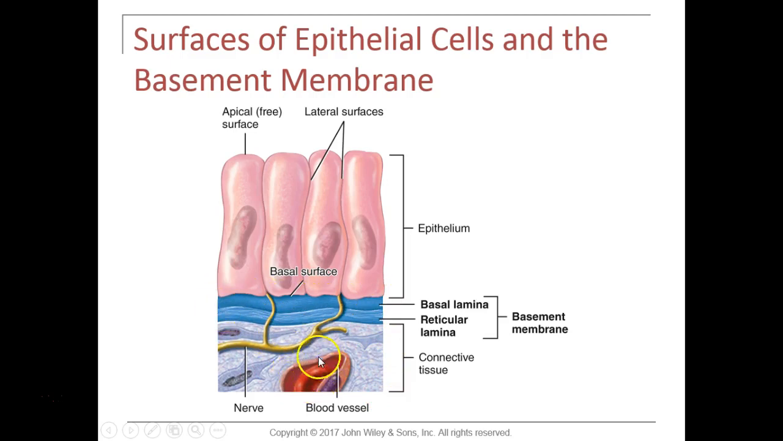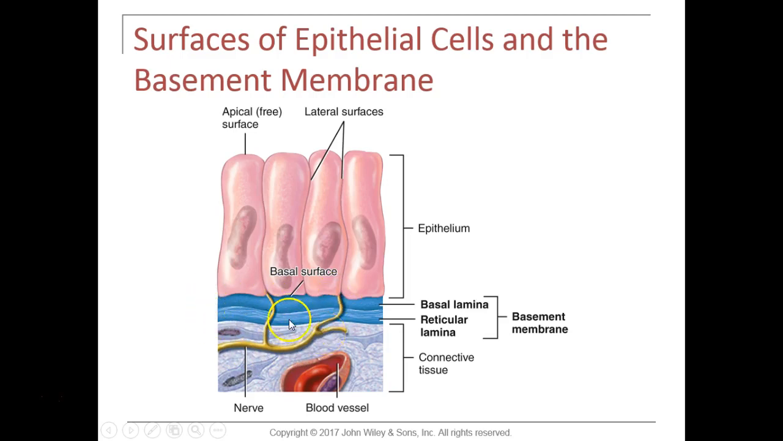So all of the nutrients and oxygen and whatnot diffuse from the blood out into the extracellular space or extracellular matrix of the connective tissue, then diffuse up through the basement membrane to get to all the cells in the epithelium. Notice, though, that the epithelium is supplied by fibers from the nervous system. So we have some nerves that do supply our epithelial tissue.